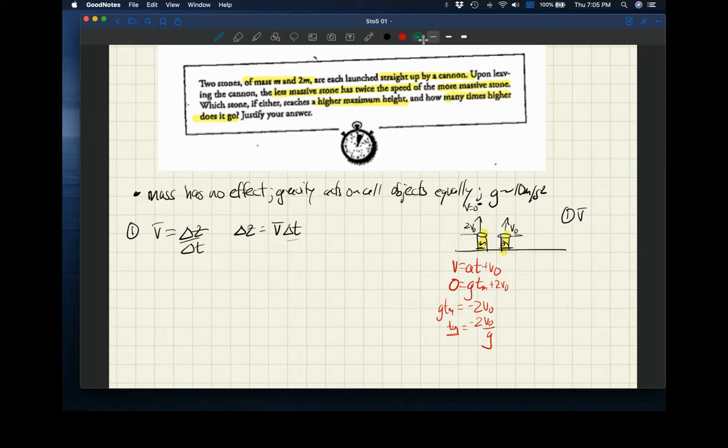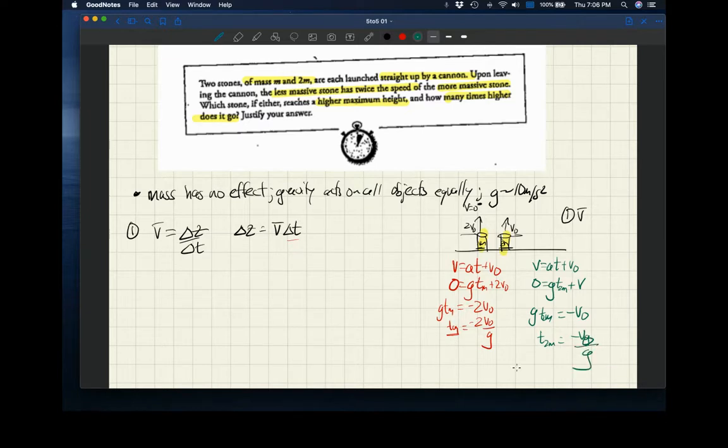Now let's take a look at the larger one. So v equals at plus v0. At the top, it will also have a velocity of 0. It will experience the same g, and the time in this case, we don't know it's going to be the same, so it's going to be the time of the 2m. And the initial velocity is v0. So by the same token, we have g times the time of the 2m equals negative v0. So the time of the 2m is minus v0 over g.